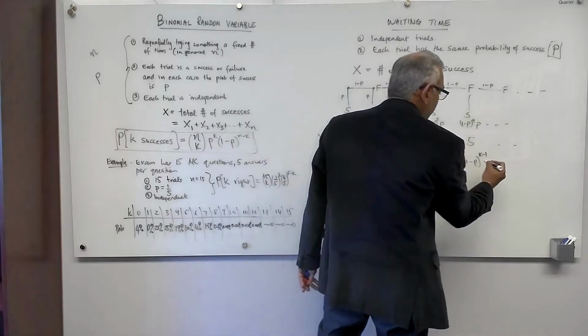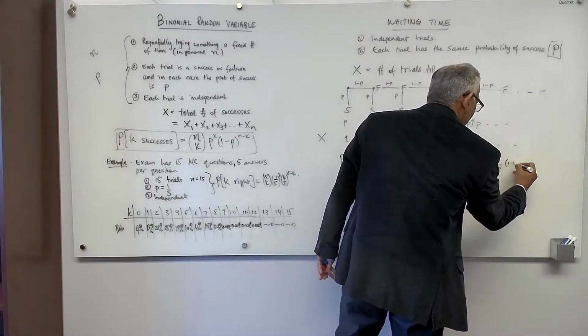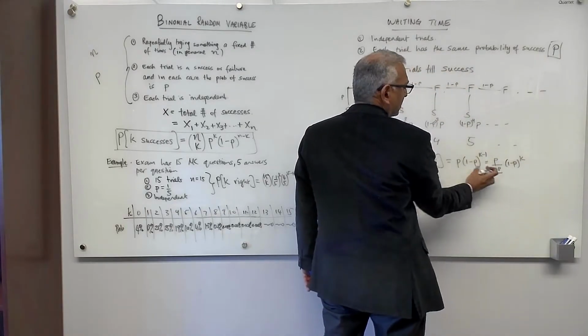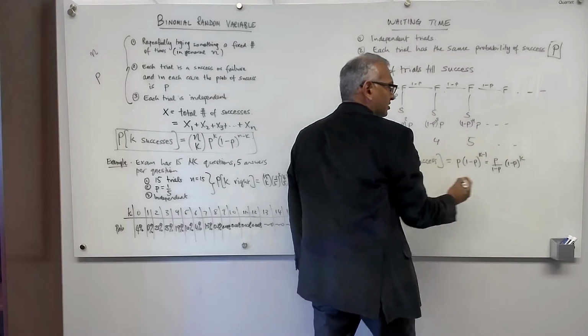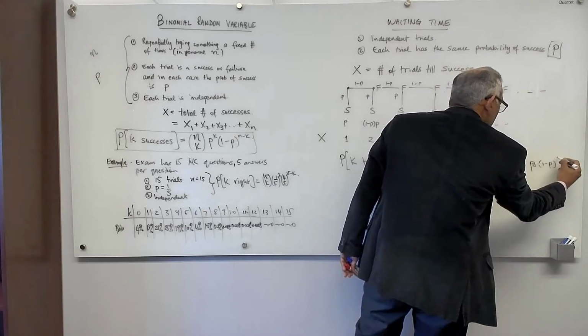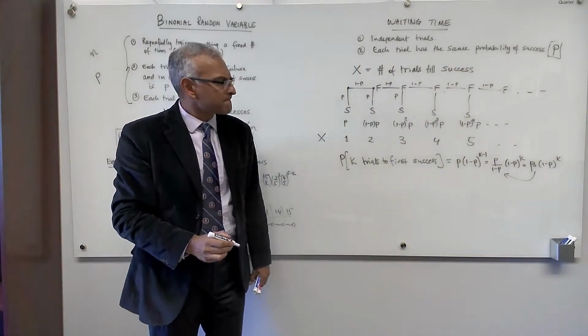And we very often like to write this as p over 1 minus p times 1 minus p to the k. So I divided by 1 minus p and multiplied by 1 minus p. And we often write this as beta times 1 minus p to the k, where beta is p over 1 minus p. Okay?